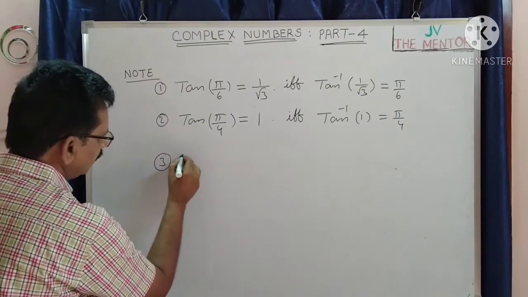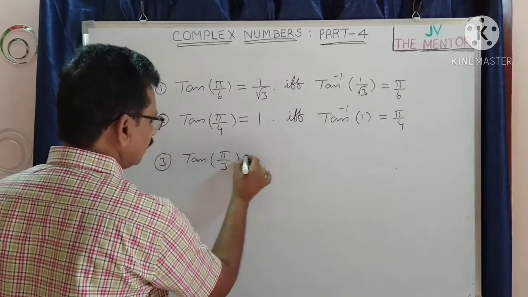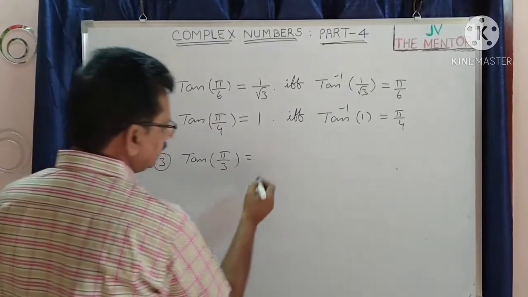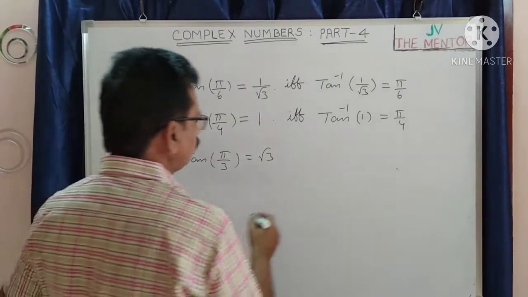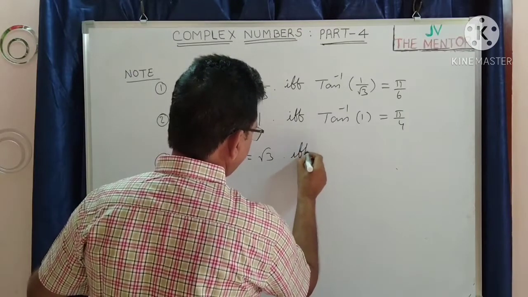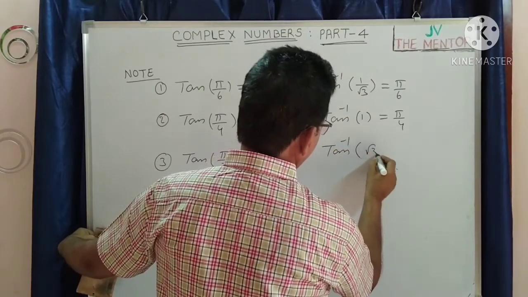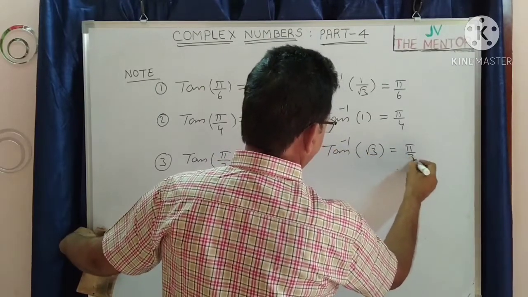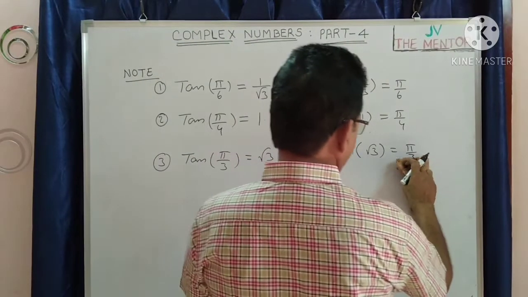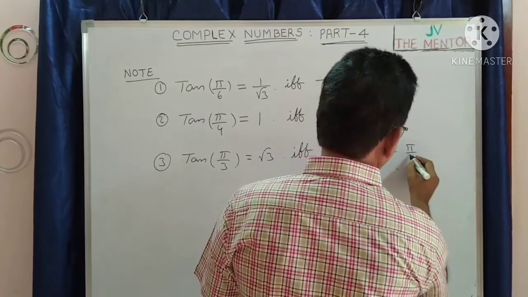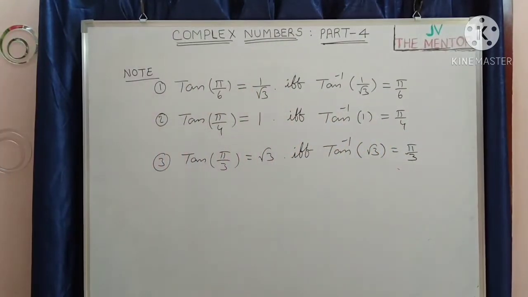Next, tan pi by 3. Tan 60 is root 3. Tan pi by 3 equal to root 3, if and only if tan inverse root 3 equal to pi by 3. Okay? Write down.